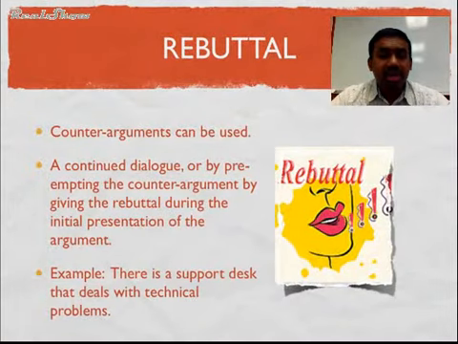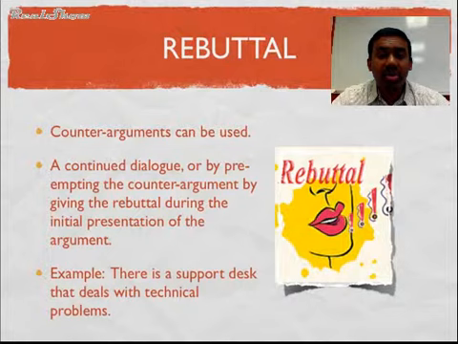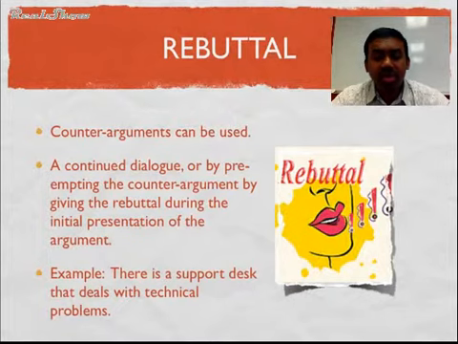Rebuttal. Rebuttal is the counter-arguments that you use in your paper to validate your claim or your argument in your paper. A continuous dialogue, or by preempting the counter-argument by giving the rebuttal during the initial presentation of the argument. Like, for example, there is a support desk that deals with technical problems.